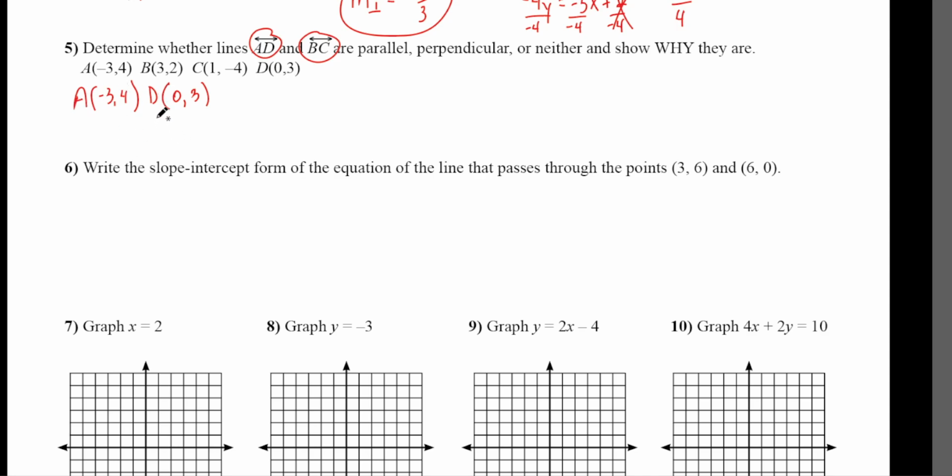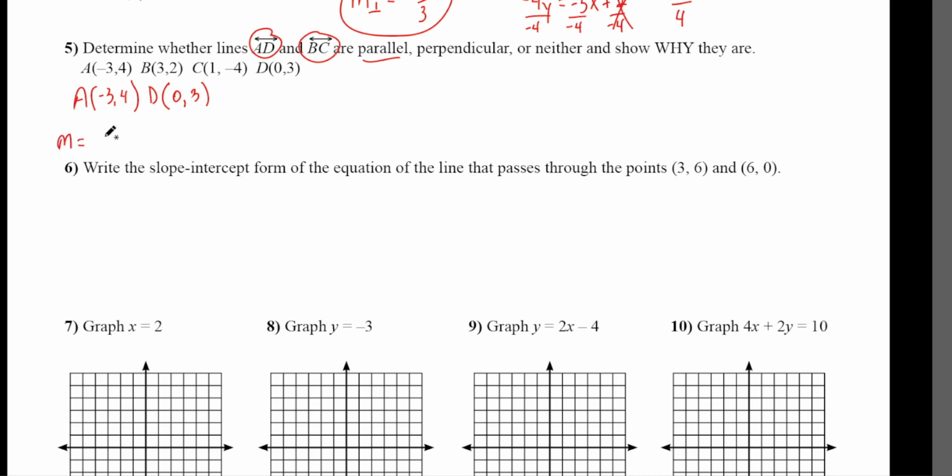So what am I trying to do? How do I know if these two lines are parallel? What can I say about them? They don't touch each other, but they have the same what? Slope. Exactly right. What if they were perpendicular to each other? Their slopes are negative reciprocals of each other. So what am I trying to find with line AD? The slope. Okay, so let's find the slope of those two points.